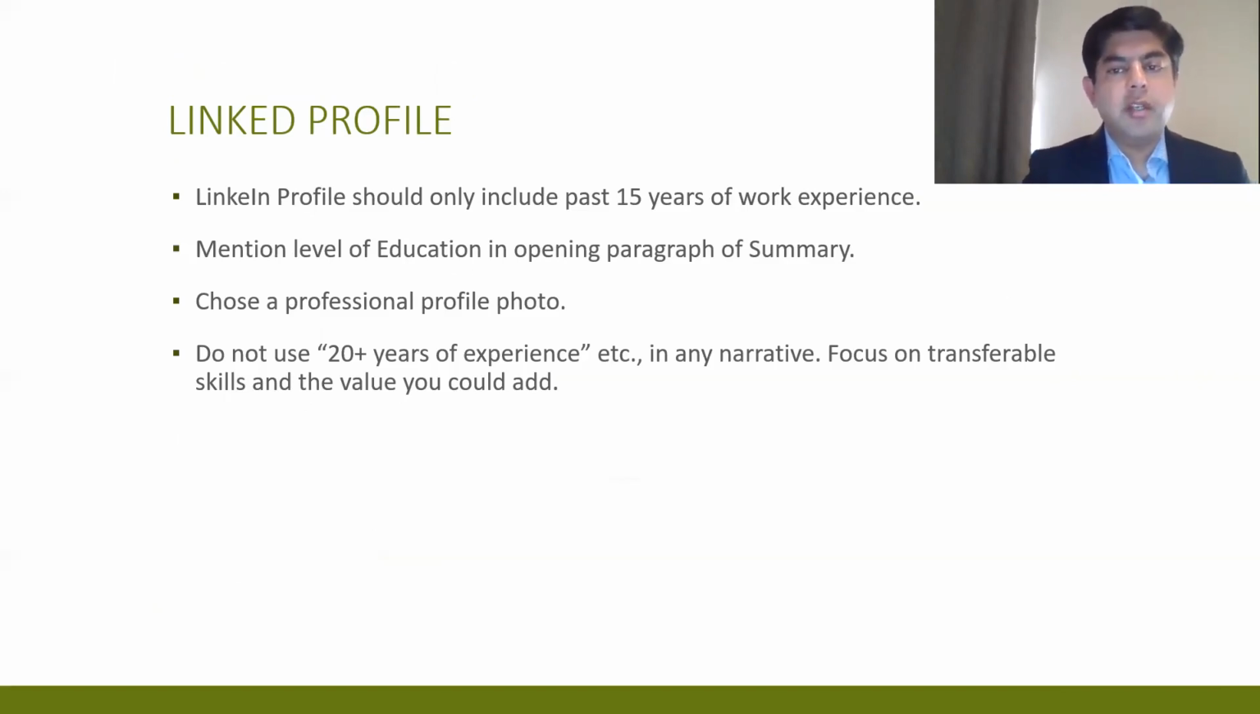We are probably not required to provide the dates for education. So just stick to what we have talked about in the resume. Choose a professional looking, good photo, because LinkedIn is a professional network. When employers are looking, you want to present yourself as a professional. So do not use "20 plus years of experience" etc. in any narrative. Focus on transferable skills and the value you could add.